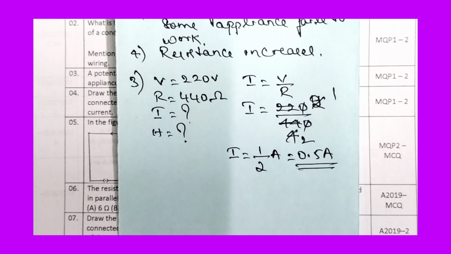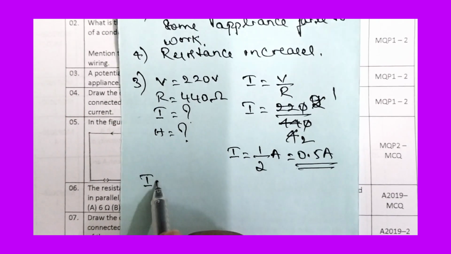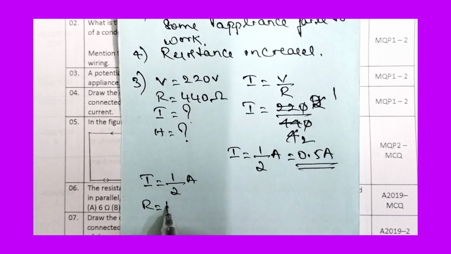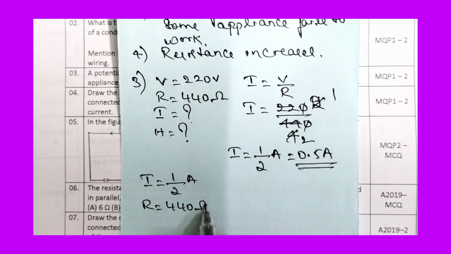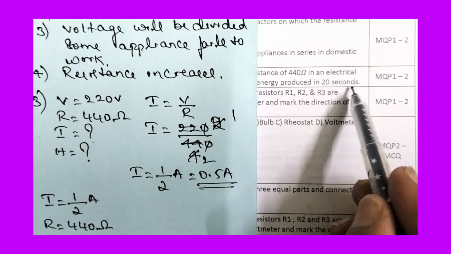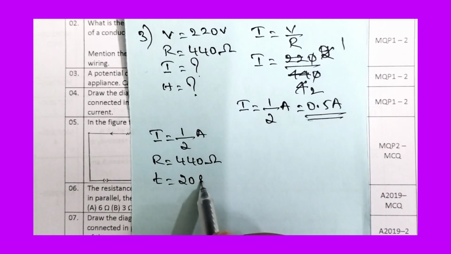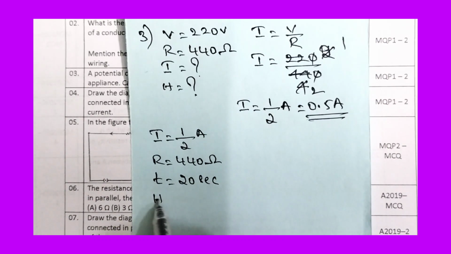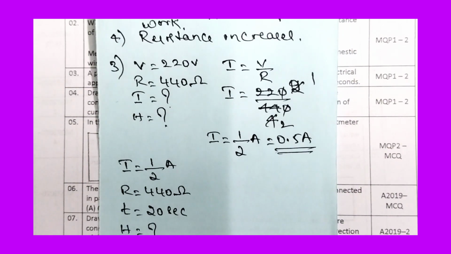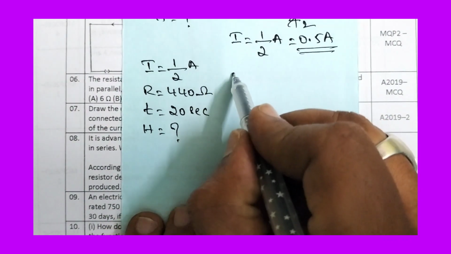After this, we have to calculate the heat produced. So I is equal to 1 by 2 ampere, resistance is equal to 440 ohms. They have given the time as 20 seconds, so t is equal to 20 seconds. Now let us calculate the heat produced. For this you have to apply Joule's law. Now let us apply Joule's law for this one.